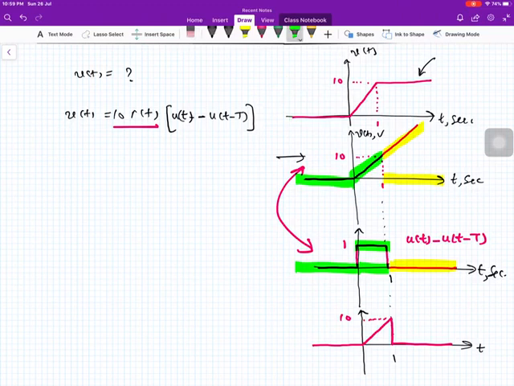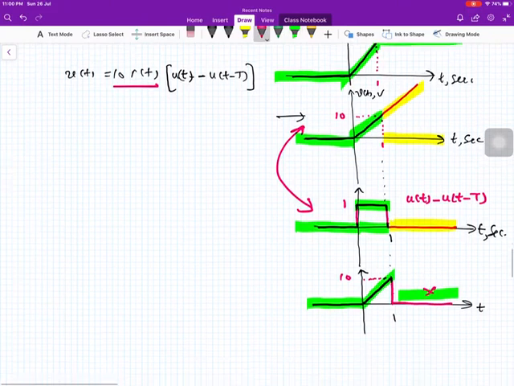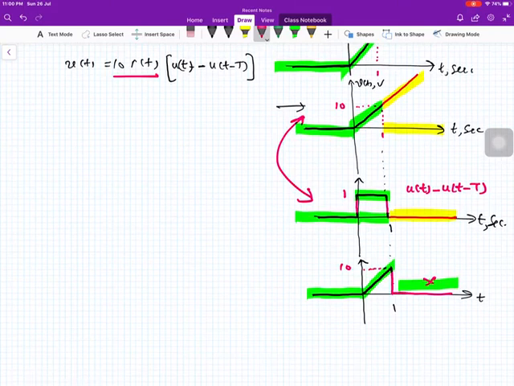the voltage should be 0, and then from t 0 to 1 second it should have a slope of 10, and from t equal to 1 second and onward the voltage should be 10 volts. This is according to our requirement. This part fulfills our requirement, but this part does not fulfill our requirement. Then what to do?